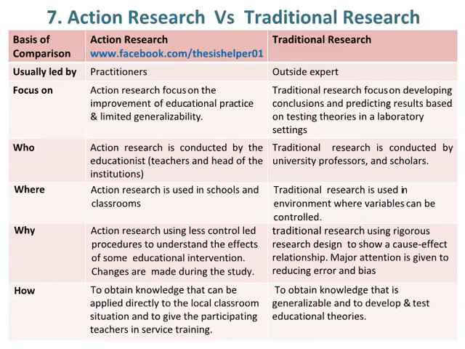Action research is conducted by educationists, teachers and heads of institutions, whereas traditional research is conducted by university professors and scholars. Action research is used in schools and classrooms, whereas traditional research is used in an environment where variables can be controlled. Action research uses less controlled procedures to understand the effects of some educational intervention. Changes are made during the study, whereas traditional research uses rigorous research design to show a cause-effect relationship. Major attention is given to reducing error and bias.